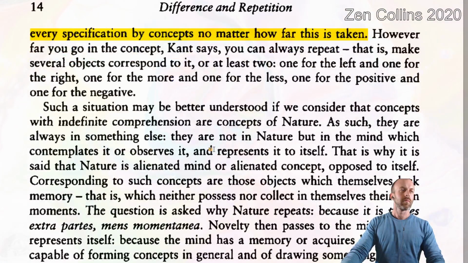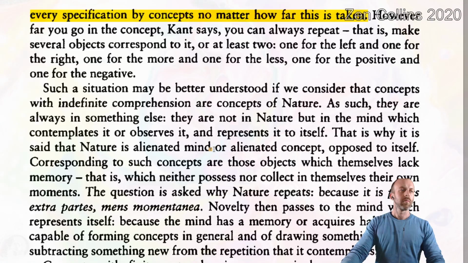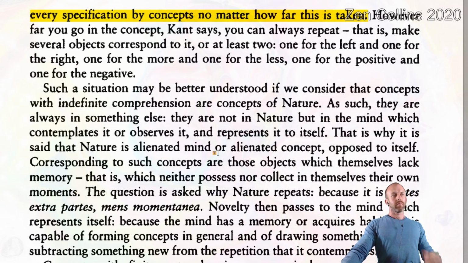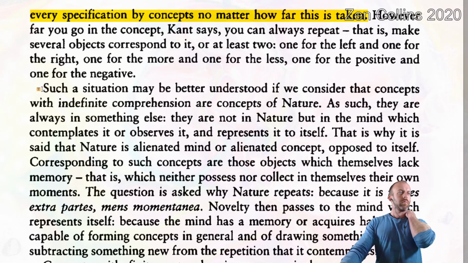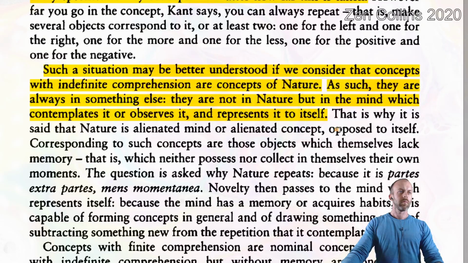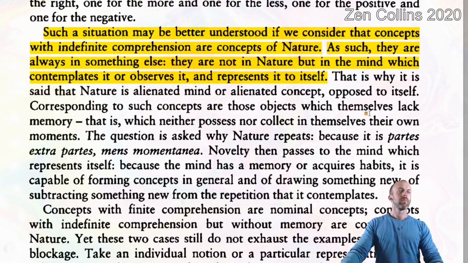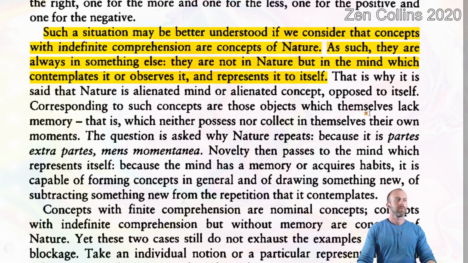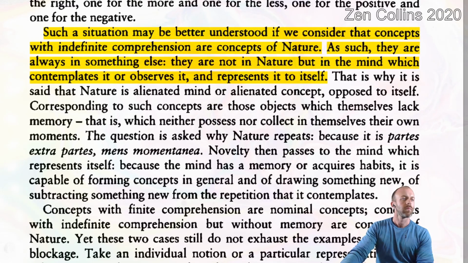Such a situation may be better understood if we consider that concepts with indefinite comprehension are concepts of nature. As such, they are always in something else, they are not in nature but in the mind which contemplates it or observes it, and represents it to itself. That is why it is said that nature is alienated mind or alienated concept, opposed to itself. Corresponding to such concepts are those objects which themselves lack memory, that is, which neither possess nor collect in themselves their own moments.